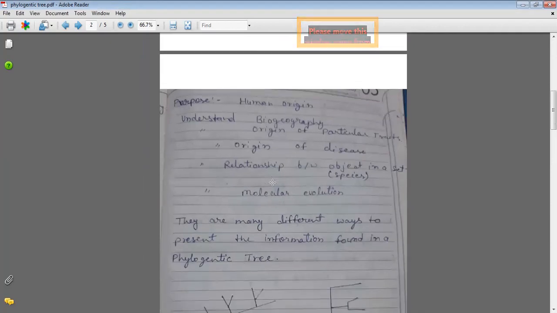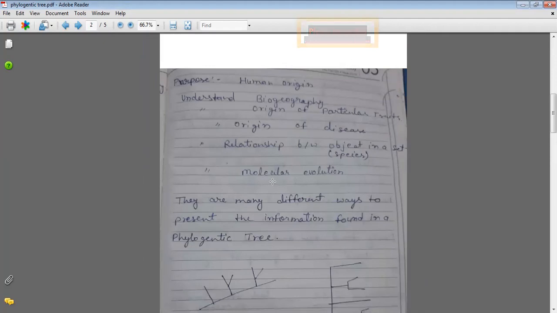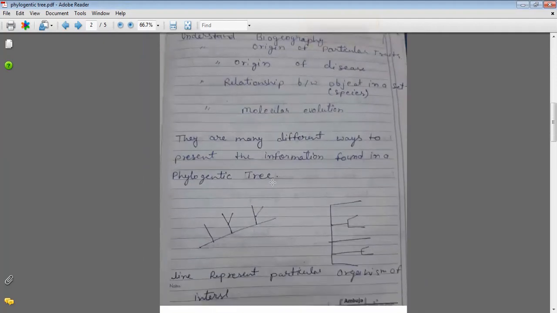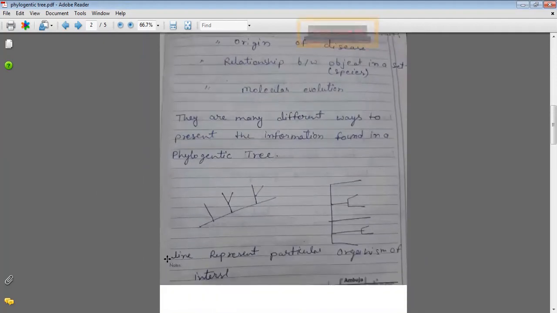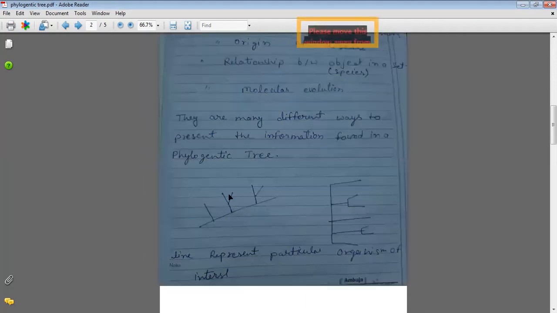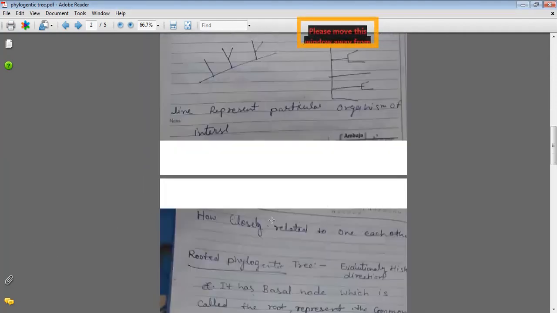There are many different ways of presenting the information found in the phylogenetic tree. In this diagram, the lines show the particular organisms of interest and how closely related they are to each other.